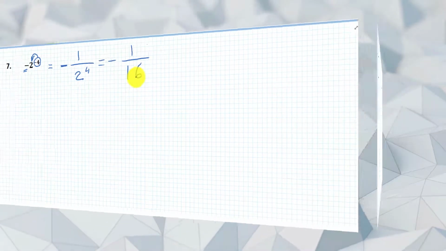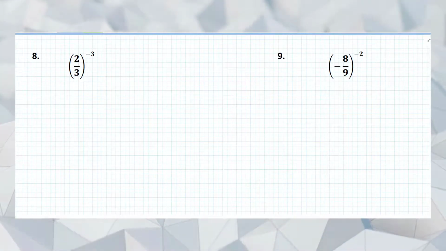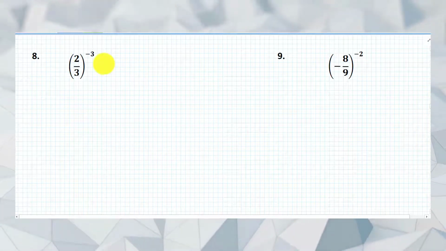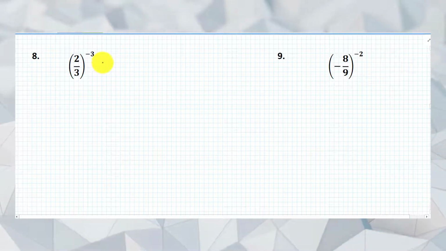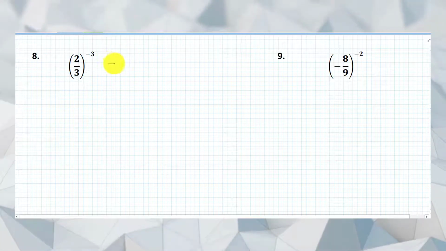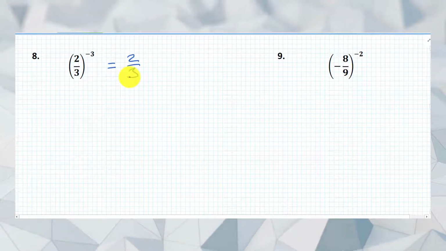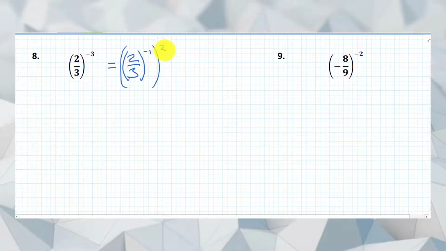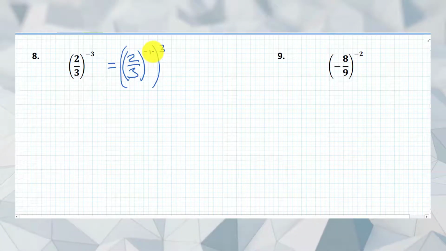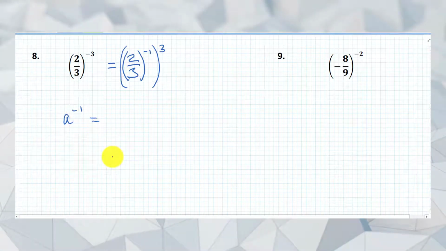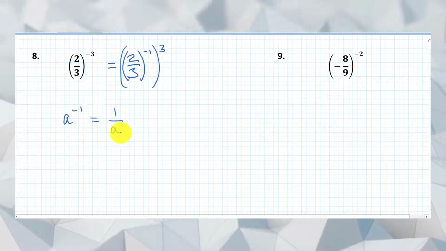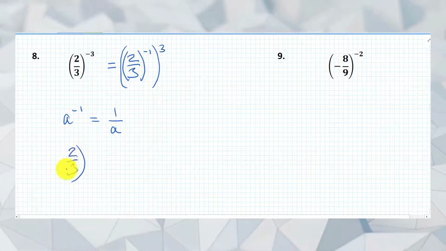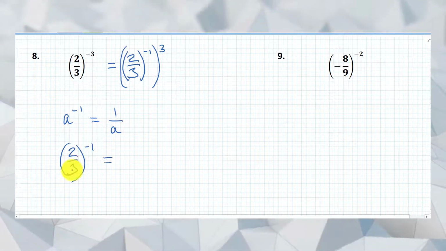Next set of examples. Now, in this set of examples, my bases are fractions, rational numbers. So how do we deal with them? Let me show you on the first one. There is a shortcut. I'm going to show you on the first one, and then we'll apply the shortcut, okay? So I have 2/3, and I'm raising that to the negative 3. Negative 3 is negative 1, and then raised to the cube, right? You multiply the powers. Now, what does negative 1 mean? A to the negative 1 means the reciprocal of A. That's all it means, negative 1. Negative 1 means reciprocal. So what is 2/3 to the negative 1? It's the reciprocal of 2/3.